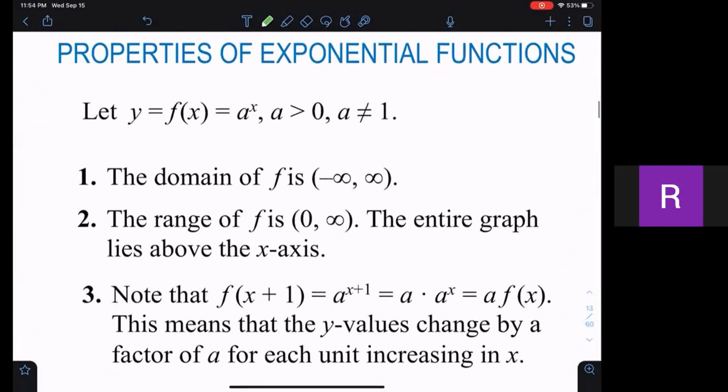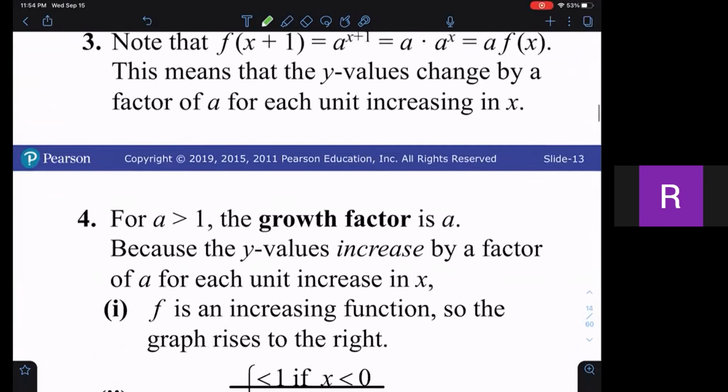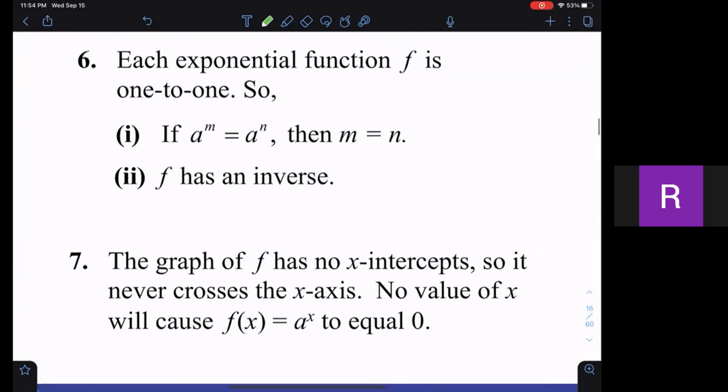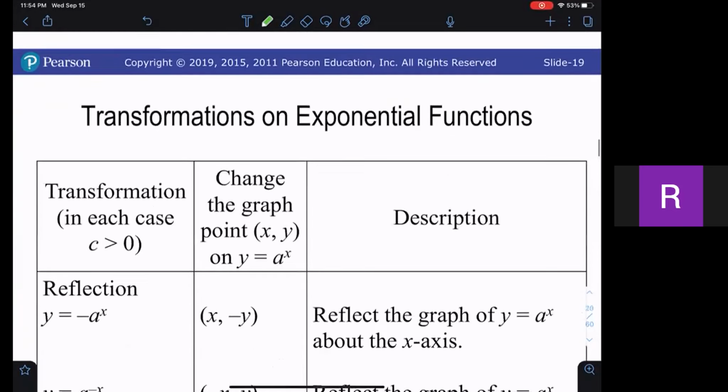So here they have properties of exponential function. If you read this, that's a lot, right? If they're asking you this, you can explain that on the test. So I'm gonna leave that to you to read it. I'm just gonna solve the problems to show you how it's done, right? Okay, so read these things.